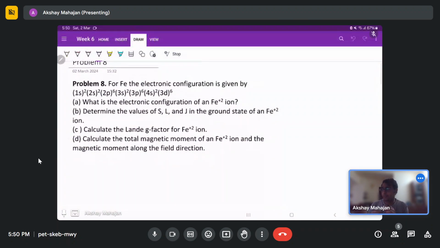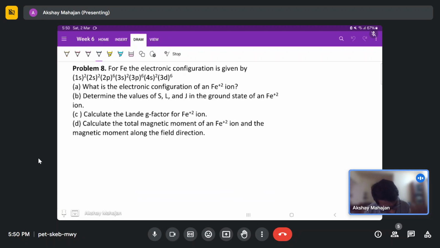Alright, okay, so in this last problem, problem number 8, for Fe, which is iron, the electronic configuration is given to us. We have seen it in one of the previous problems as well. So first we have to write the electronic configuration for Fe2+. Alright, so for part A we have to write the electronic configuration of Fe2+ iron.